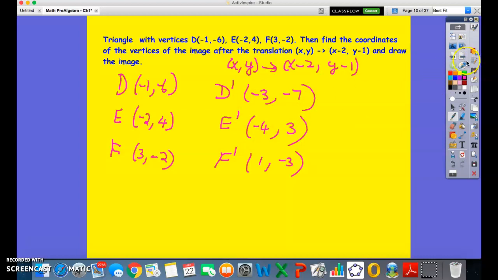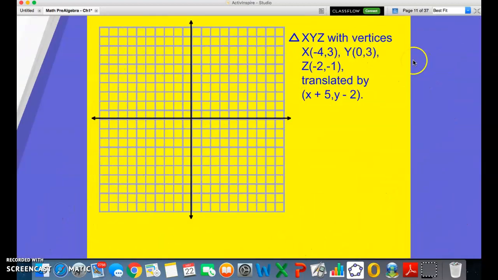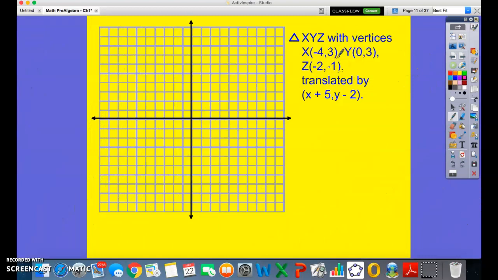I'm not drawing the picture. Again, one more example. You're given the triangle XYZ, and it's translated by x plus 5 and y minus 2. So X prime will be -4 plus 5, which is 1, and y changes to y minus 2: 3 minus 2 is 1. So (1, 1) will be the image of X.